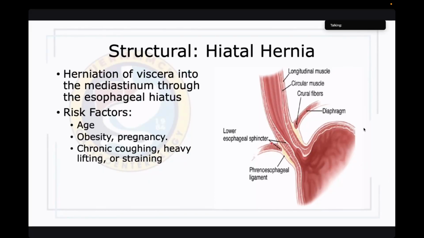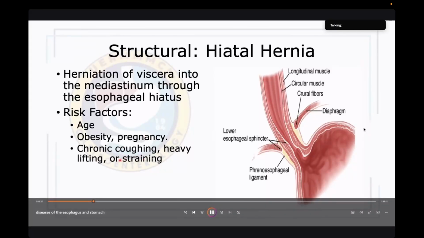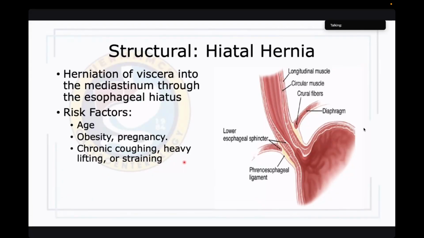Normally, the lower esophageal sphincter and the gastroesophageal junction remain below the diaphragm, and this helps prevent reflux. But hiatal hernia can occur due to factors such as age-related weakening of the diaphragmatic hiatus, obesity, pregnancy, chronic coughing, heavy lifting or straining, or anything that can raise the intra-abdominal pressure.